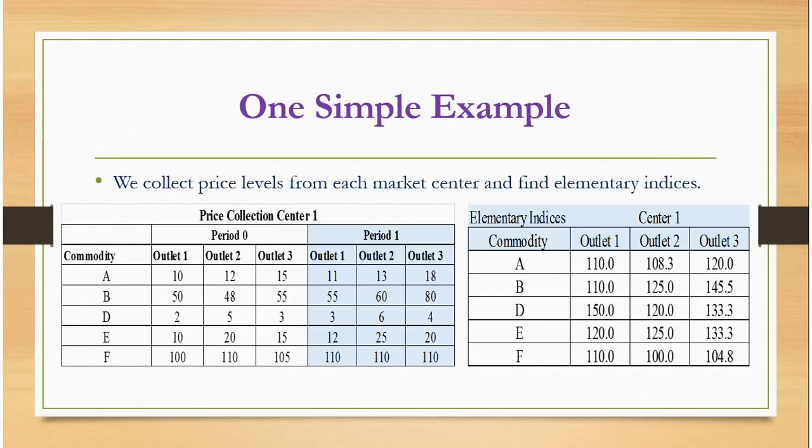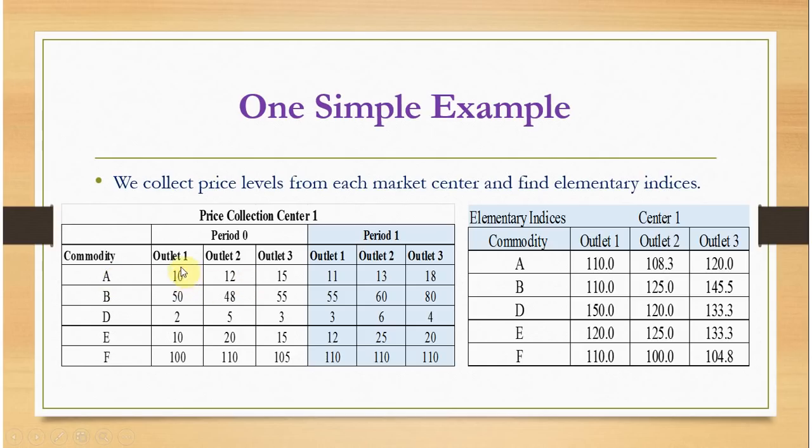After fixing the CPI basket and after fixing the price collection center, we collect the price. So here is the price, collected price from price collection center 1. So we have 5 commodities and we have 3 shops: shop number 1, shop number 2, shop number 3, and we collect the price of commodity A from all the 3 shops.